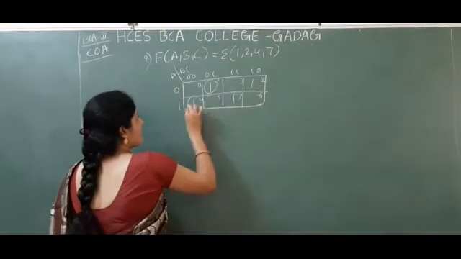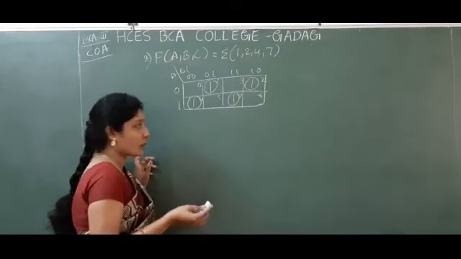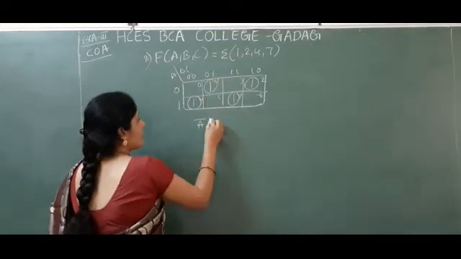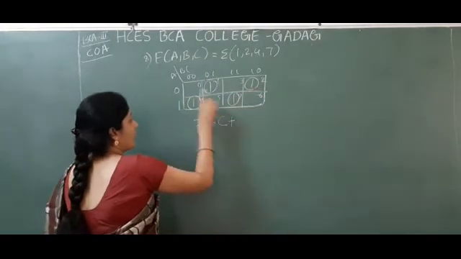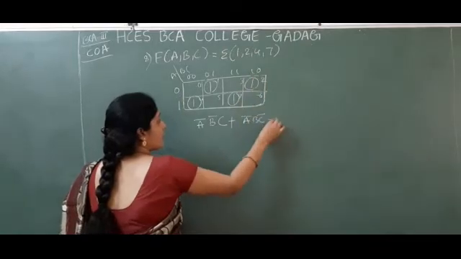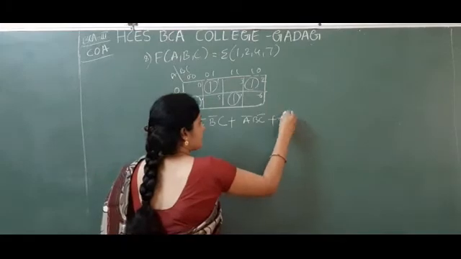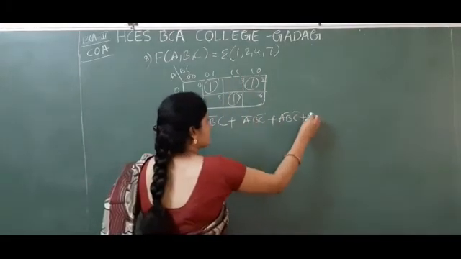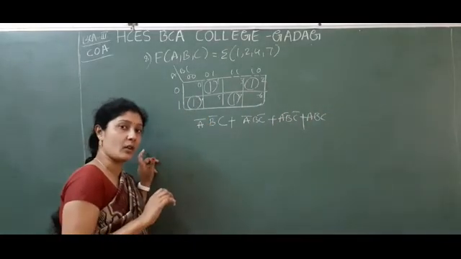So all are individual. We have to write the expression individually. So for this, here is A bar, here B bar C, plus this one A bar, here is B C bar, plus for this A B bar C bar. This one A B C. Okay, so this is the expression we got.